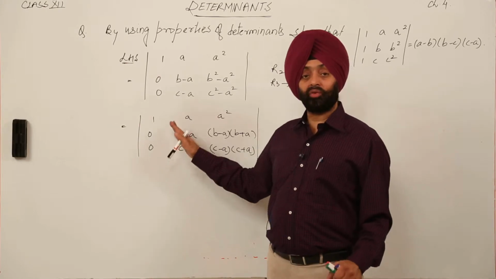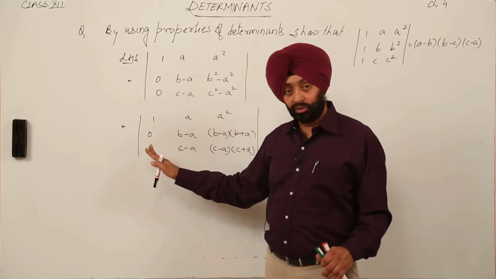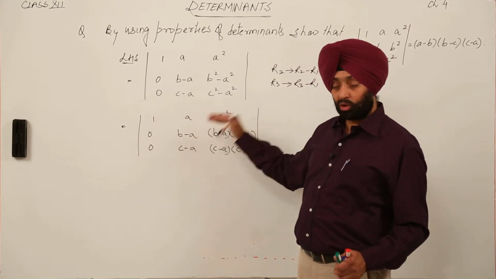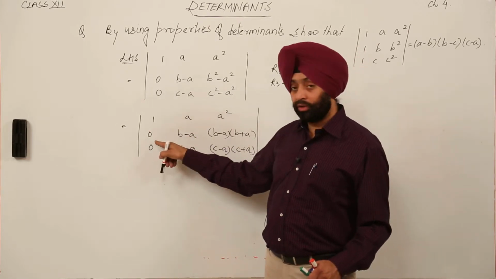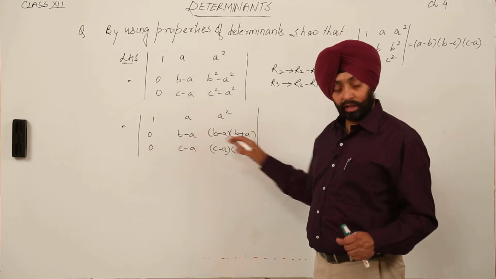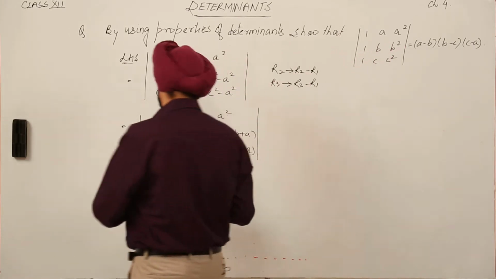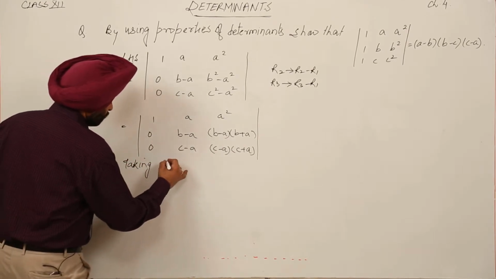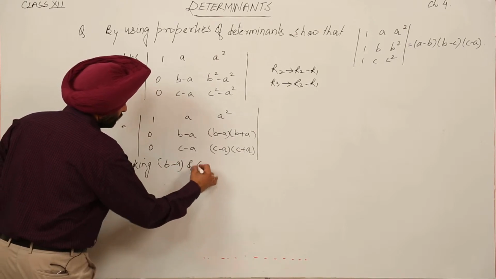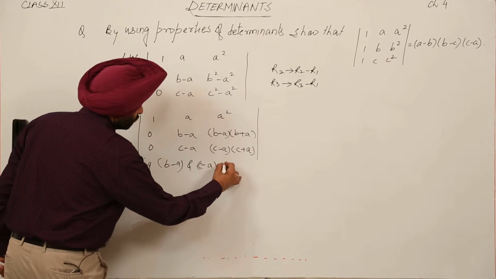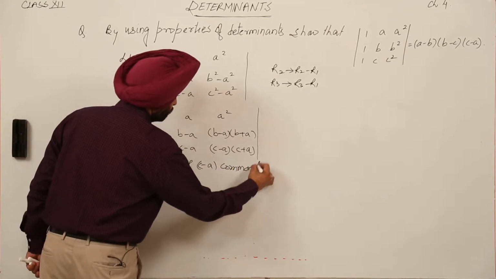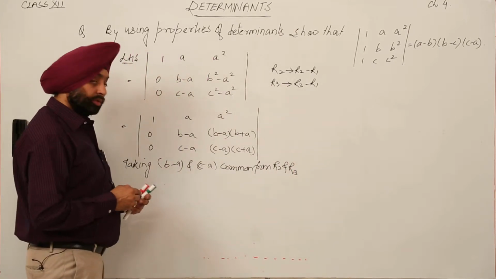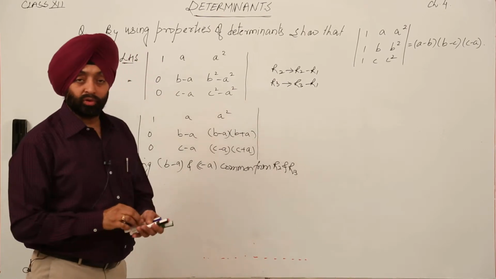Don't think that here it is 0, what are we going to do, because if here it is 0, then think that we are having only a 2 by 2 determinant. If I am taking b minus a common and multiplying b minus a with 0, it will be 0 only. So we can take common from R2 and R3. Writing here, taking b minus a and c minus a common from R2 and R3. We have taken common b minus a and c minus a from R2 and R3.